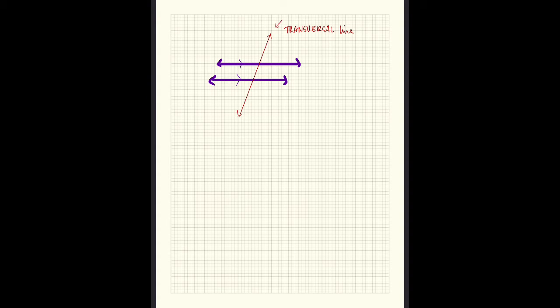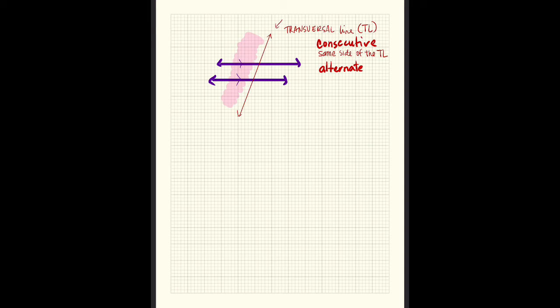Now, when we are talking about location in relation to the transversal line, we are talking about consecutive angles and alternate angles. Consecutive angles are angles that are on the same side of the transversal line. Let's call the transversal line TL.